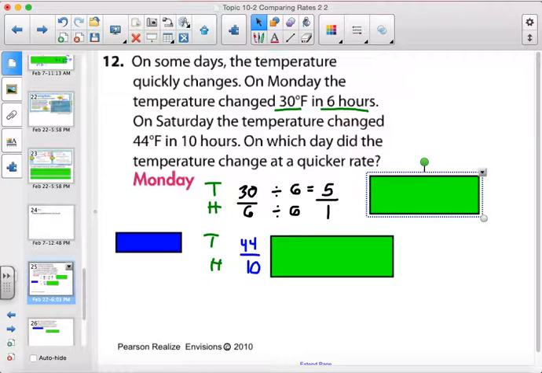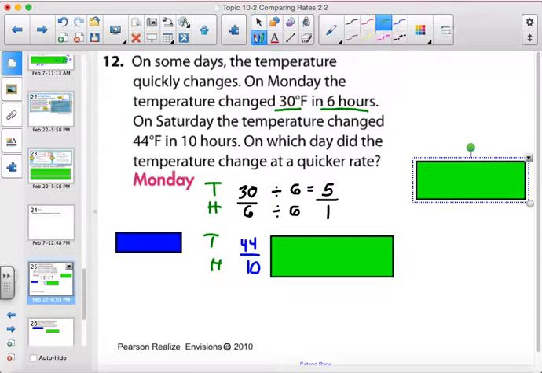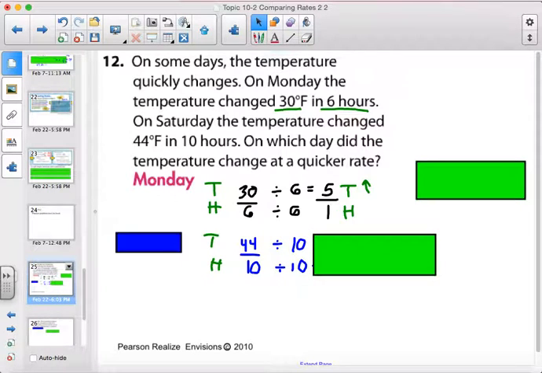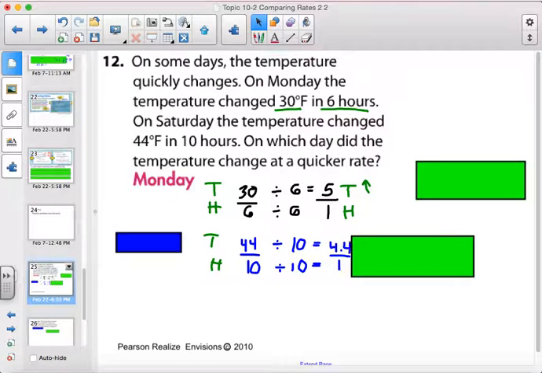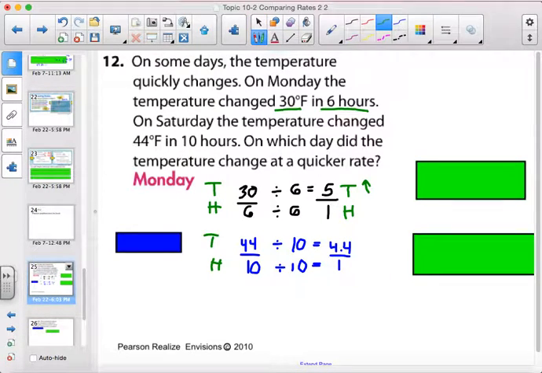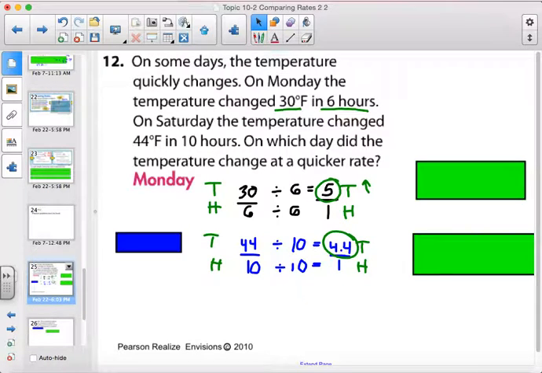So in this case, you have an increase. The temperature will go up 5 degrees for every hour. That happens on Monday. On Saturday, you're going to divide by 10 to get a unit rate of 1 hour. And you can see that if you divide 44 by 10, you get a temperature increase of 4 4/10 per hour. And so you can see that 5 degrees is greater than 4 4/10. So that's how they came up with the answer for Monday.